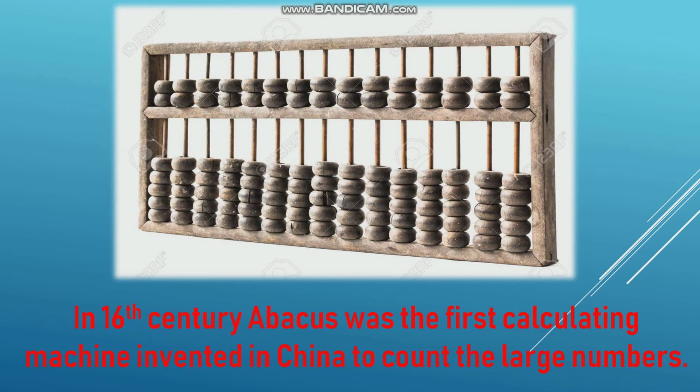In the 16th century, the abacus was the first calculating machine, invented in China to count large numbers. The abacus is made of a wooden frame. It's a counting device that consists of a frame holding rods on which a specific number of beads are free to move. Simple calculations like addition or subtraction were performed using the abacus.